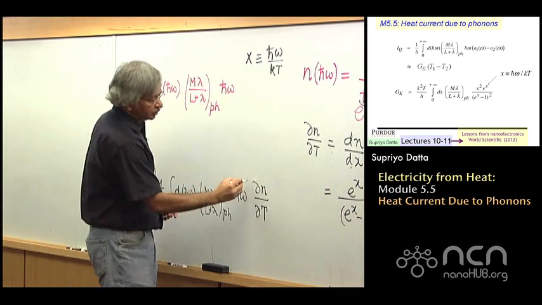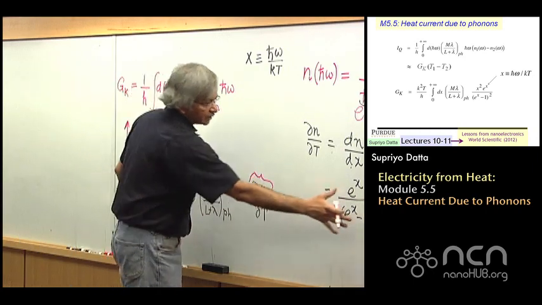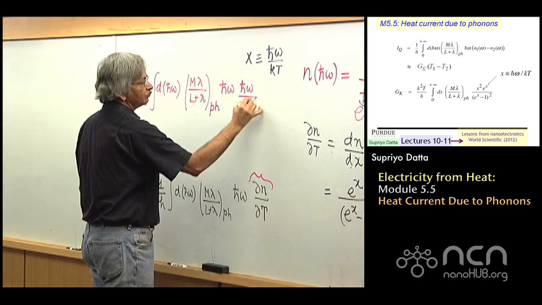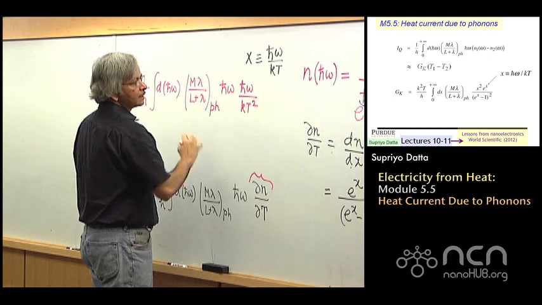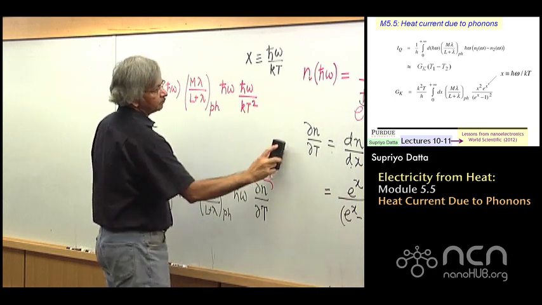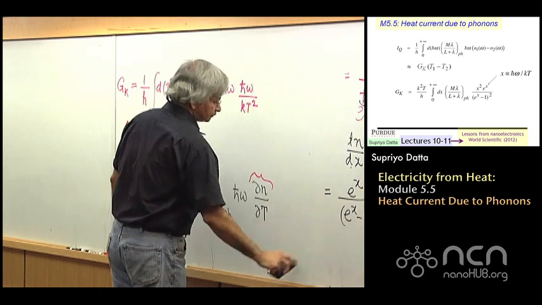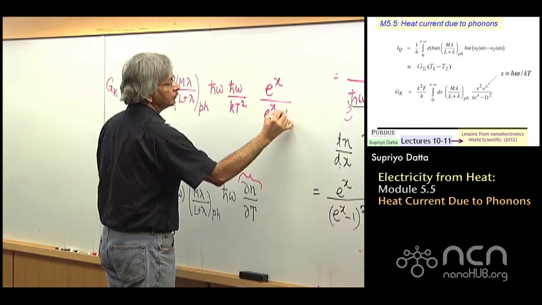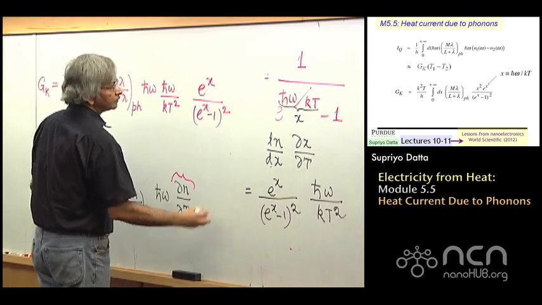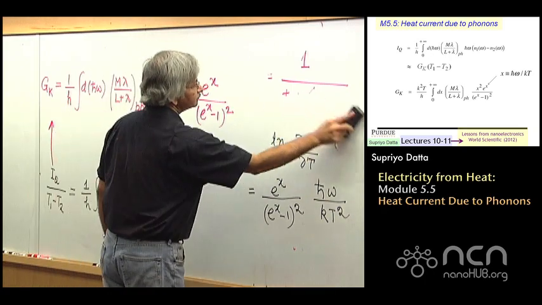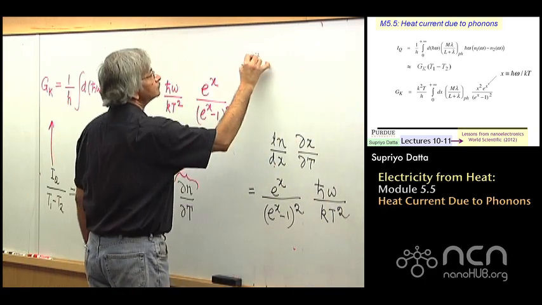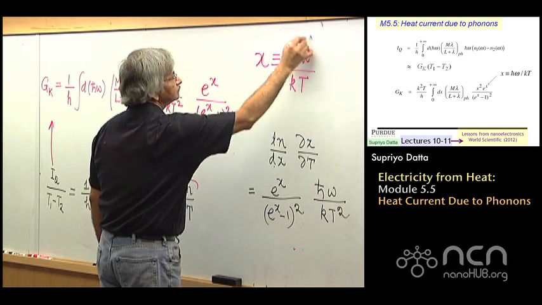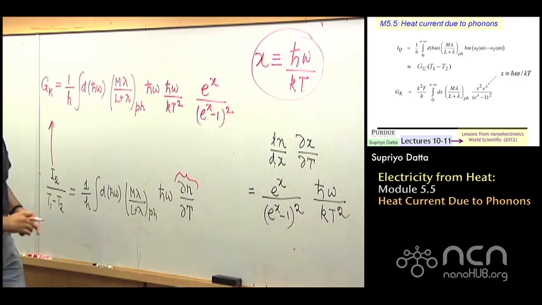And then for partial of n with respect to t, that's where we bring in this thing here. So we have another (h bar omega over kt) squared, and then e to the power x over (e to the power x minus 1) whole squared, where x is defined as h bar omega over kt. That's it.